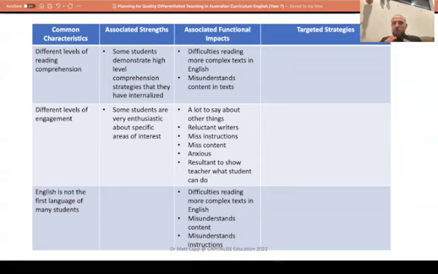Notice, rather than identifying all these different things we need to focus on, when we look at our strengths and functional impacts, there's actually a lot of crossover. So rather than focusing on 30 different things in my classroom, I've identified what are the essential strengths of my students and what are those essential functional impacts that we're going to focus on, and thinking about taking our strategies and targeting them to those.